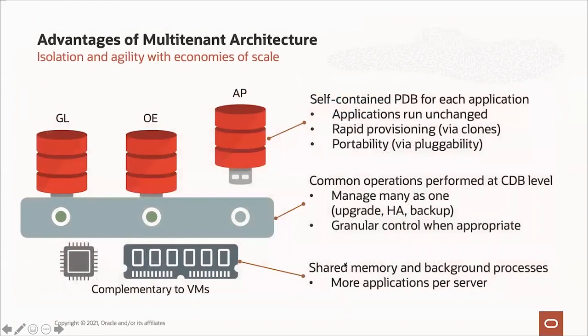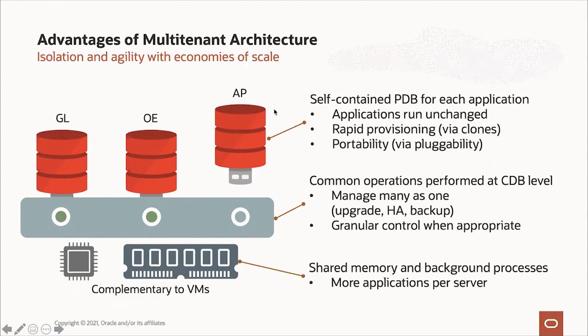So summarizing here, this is the architecture of multi-tenant. We have these self-contained pluggable databases for each application, in which applications run unchanged. The PDBs can be rapidly provisioned by this process called cloning. And a pluggable database is a portable database. We've talked about all the agility benefits of portability here. Common operations are performed at the CDB level, so you can manage many as one. This is where you get the operational efficiency.